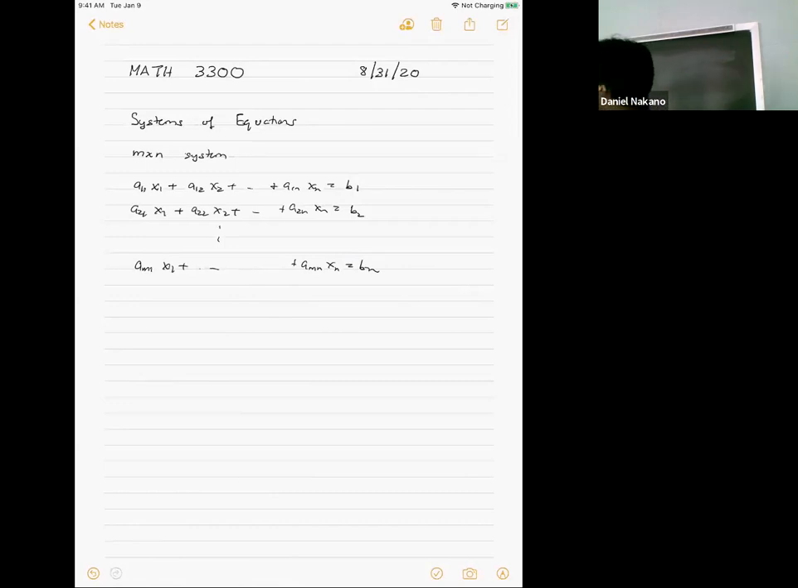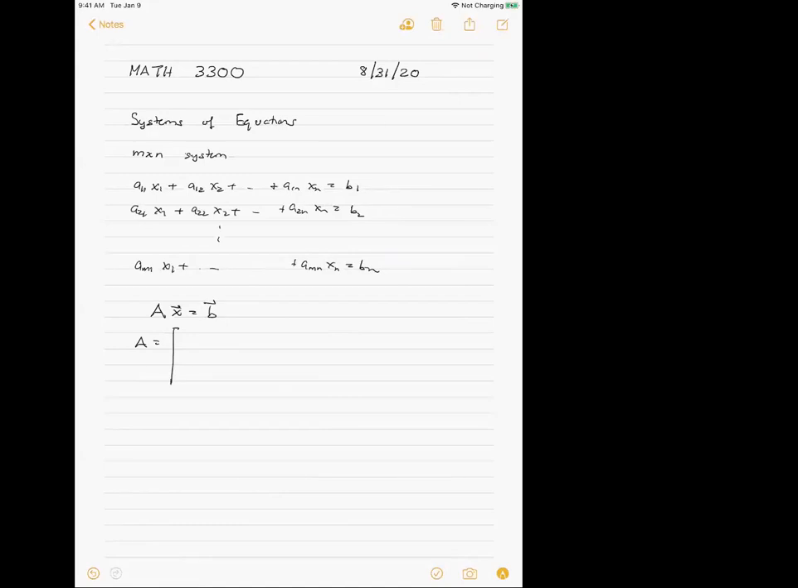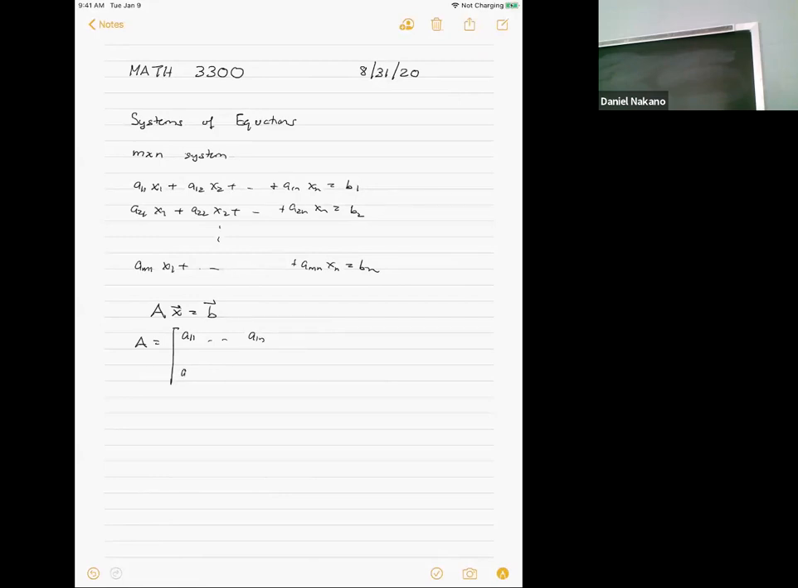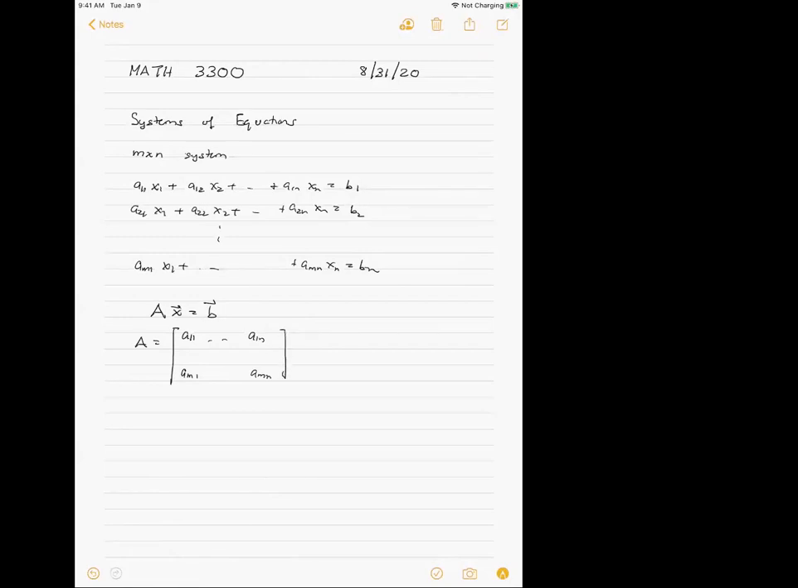Now we don't want to keep on writing these equations out all the time, so there's a more compact way to express these equations. The first thing is we can set up a system, and we're going to label this by Ax equals b. And what is A? The matrix A will be the matrix involving the coefficients, the a's.